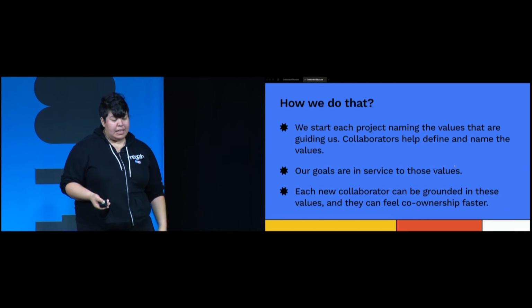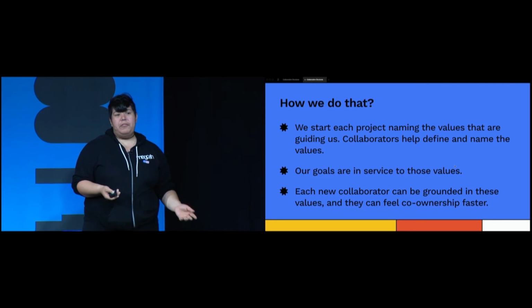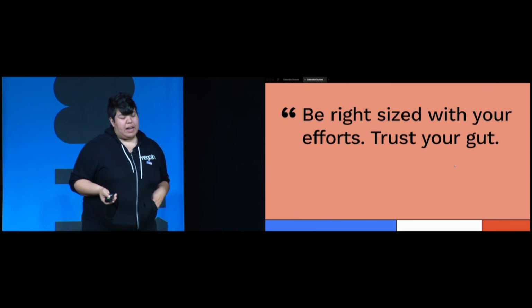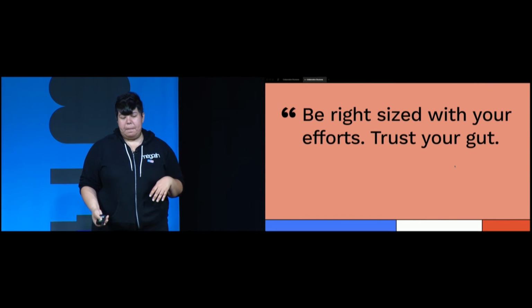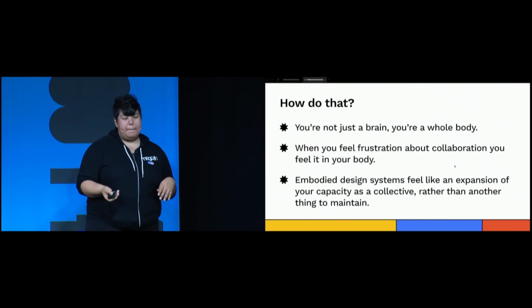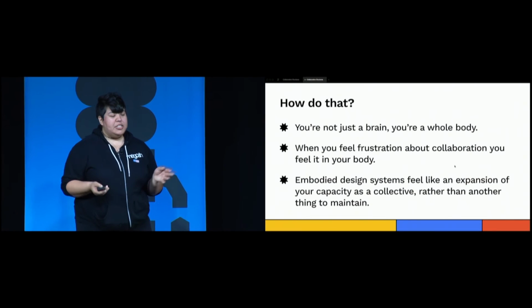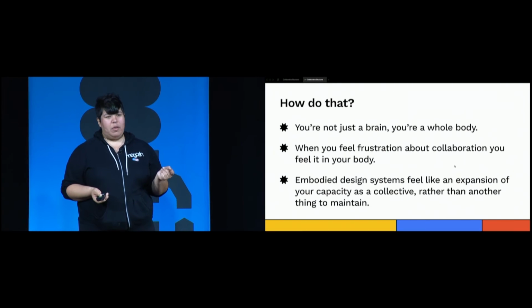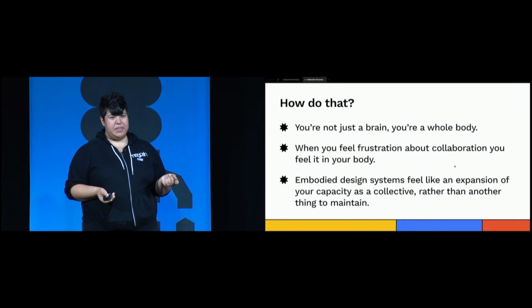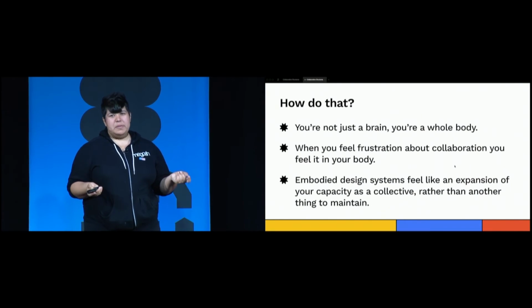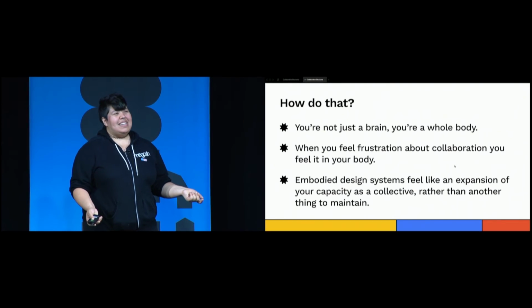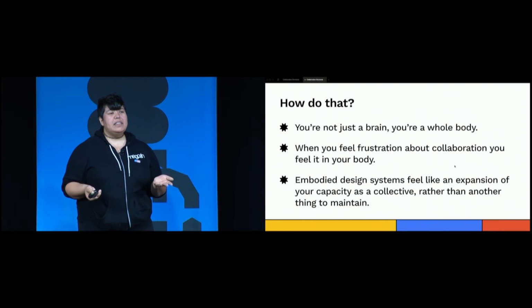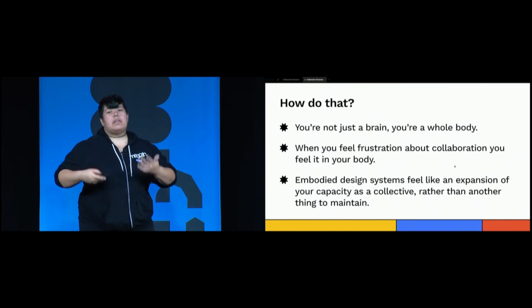Like I said, feeling co-ownership faster, feeling agency faster. Be right-sized with your efforts, trust your gut. This again goes to embodiment. You're not just a brain, you're a whole body, and sometimes you can't really articulate why something feels off to you. We've probably all had those moments where you're like, ugh, I just resent that that's even a thing that I have to think about right now, but you can't articulate why, so you kind of go along with it.